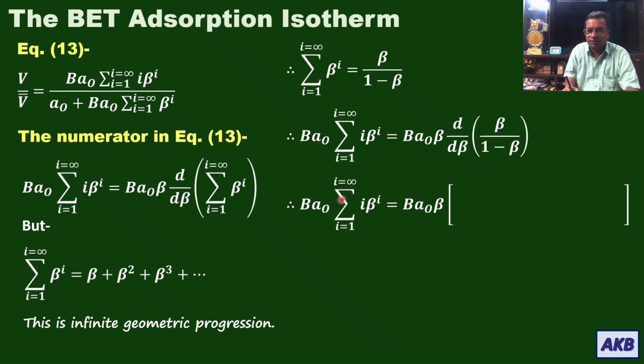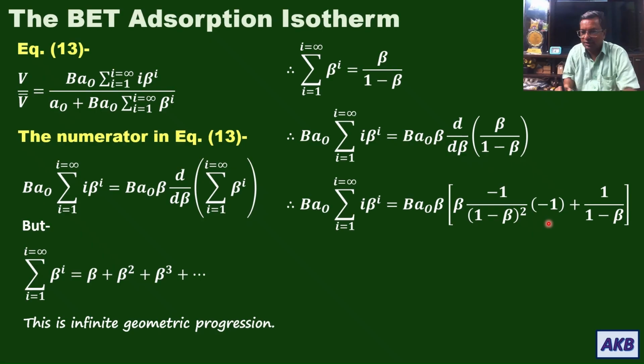That is b into a naught into summation of i beta raised to i, where i goes from 1 to infinity, equal to b into a naught into beta, and now I'm differentiating it. So I'm using the product rule. This is beta into 1 upon 1 minus beta. So beta into differentiation of the other term, that is 1 upon 1 minus beta, it is minus 1 upon 1 minus beta square, into differentiation of the function in the denominator, which is 1 minus beta, and differentiation of that is minus 1, plus the other term, now kept constant, 1 upon 1 minus beta, and differentiation of beta is 1. So you get this equation.